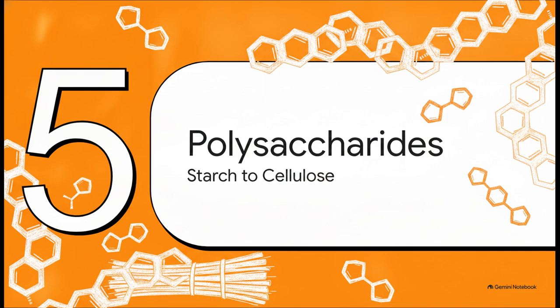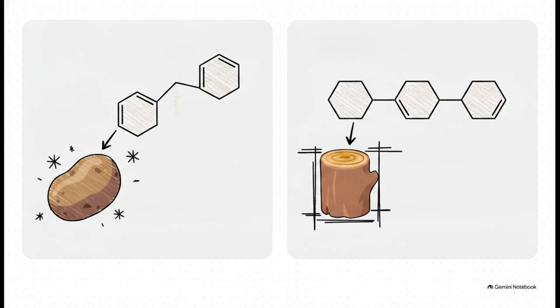Polysaccharides, from starch to cellulose. Now, here is where we scale up to massive chains made of thousands of units. Remember that tiny alpha and beta isomer flip we talked about earlier? Well, here's where it literally changes the world. When a plant or animal builds a polymer exclusively out of alpha glucose, where that OH group is below the ring, it forms starch or glycogen. These are highly efficient energy storage molecules.